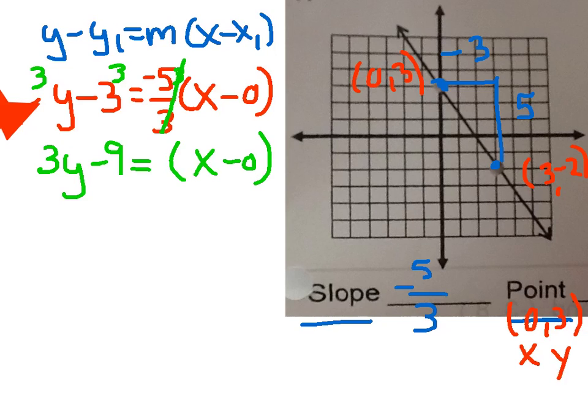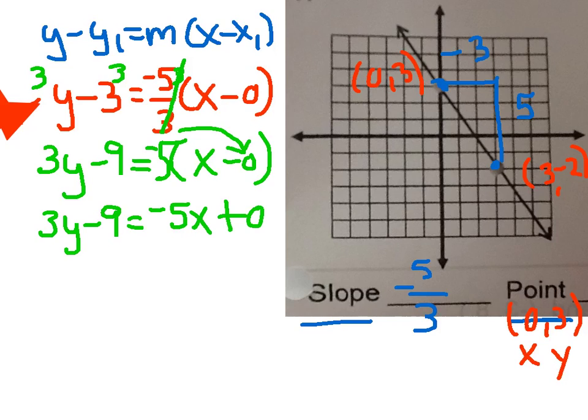Okay, now all I have left, oops, I did forget that negative 5. I should have yelled that out, or I heard some of you guys say that. Squeezed it in there. I know it looks funny. Okay, let's distribute that negative 5. So we're going to have 3y minus 9 equals negative 5x. And that negative 5 times that 0 is going to make a 0. So you can put it there. It's going to be a plus 0, or you can leave it off.